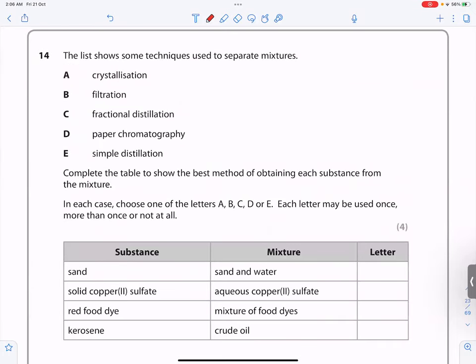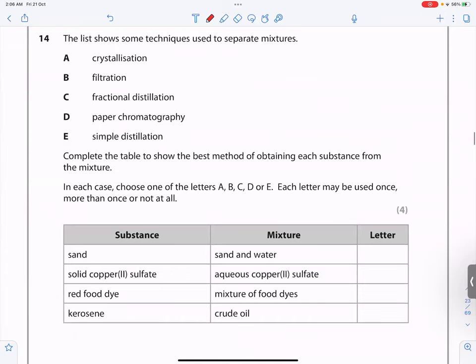Question 14. The list shows some techniques used to separate mixtures: crystallization, filtration, fraction distillation, paper chromatography, simple distillation. Complete the table to show the best method of obtaining each substance from the mixture. In each case, choose one of the letters A, B, C, or D, or E. Each letter may be used once, more than once, or not at all. Sand from sand and water, يبقى filtration اللي هي B. Solid copper 2 sulfate from aqueous solution من copper 2 sulfate, يبقى دي هتبقى crystallization A. Red food dye من mixture of food dyes, يبقى paper chromatography D. Kerosene from crude oil diffraction and distillation, تبقى C.